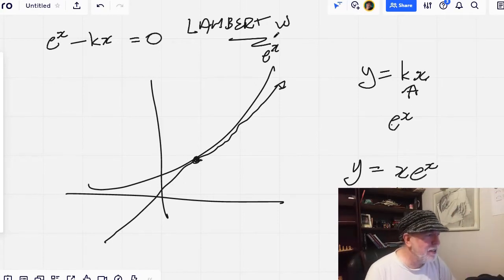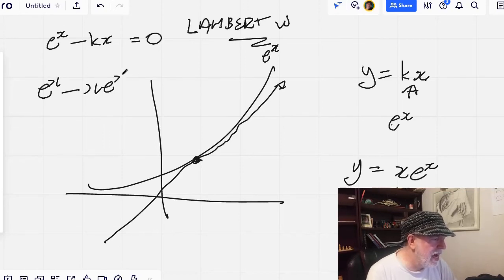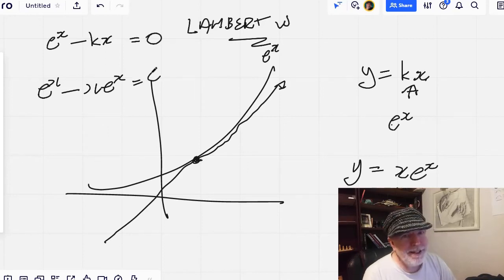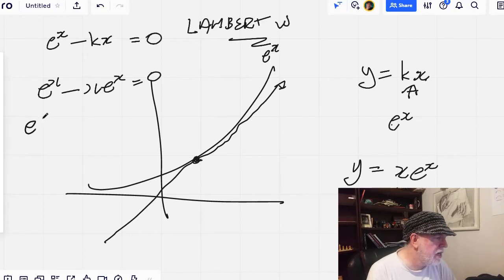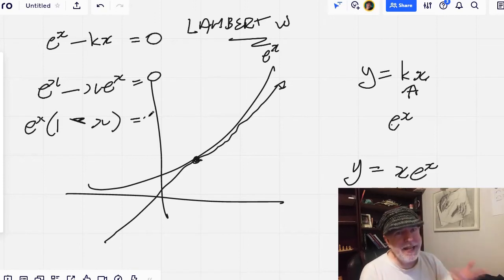Because look at this. Let's replace this: e to the x minus, so this is x times e to the x, and that all equals 0. Okay. Now let's just factor out the e to the x. e to the x times (1 minus x) equals 0. So when is that 0? Well, when x equals 1.